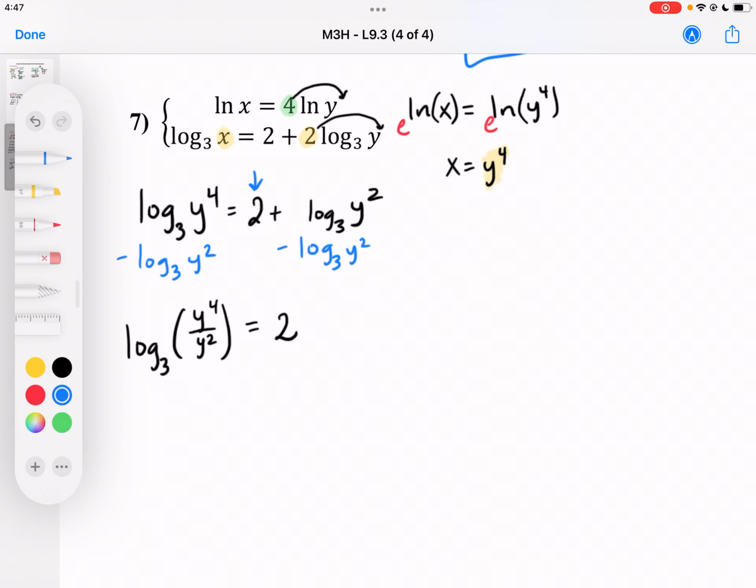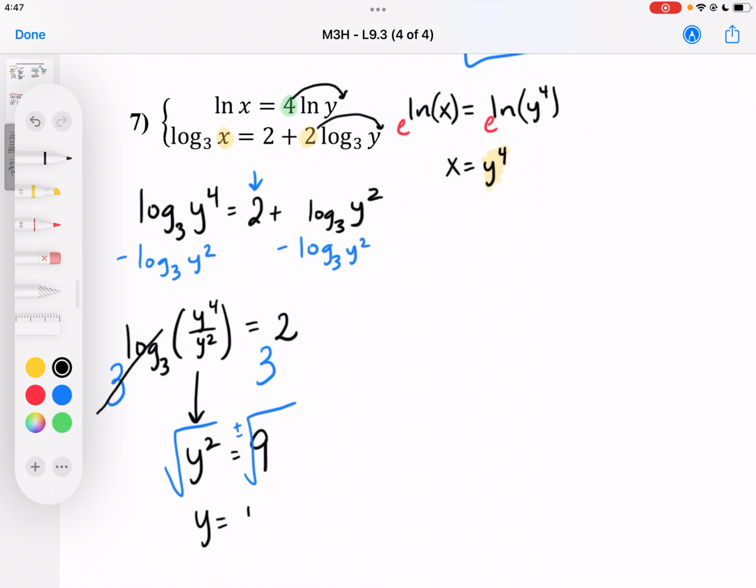And then if you recall, you can get rid of a log by matching the base. So 3 raised to the log base 3. Because those are inverses, you end up with y to the fourth over y squared, which simplifies down to just y squared. And 3 squared is 9. And then we take the square root. You get your positive and negative answer. So you get plus or minus 3.